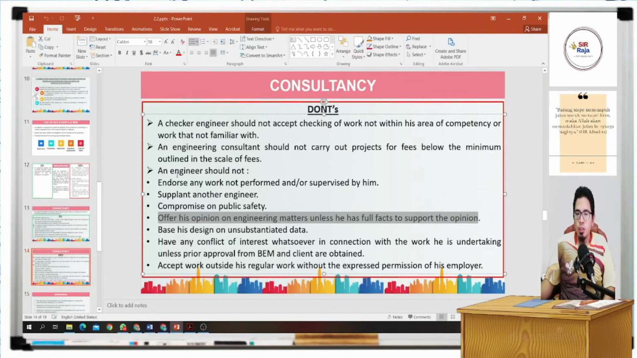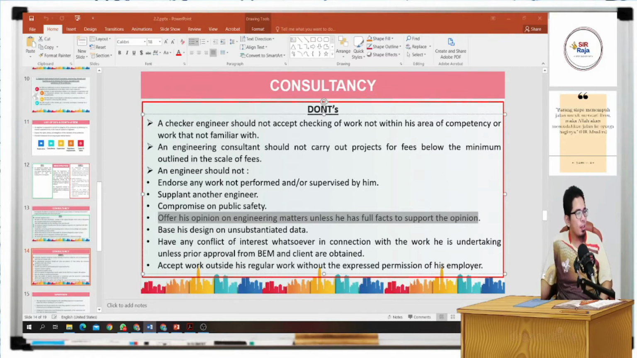So a checker engineer cannot offer his opinion on engineering matters unless he has full facts to support the opinion. So the question here says why the engineers are not allowed to give idea even though he has. I'm not sure I understand this question. I believe you might mean something else, right?